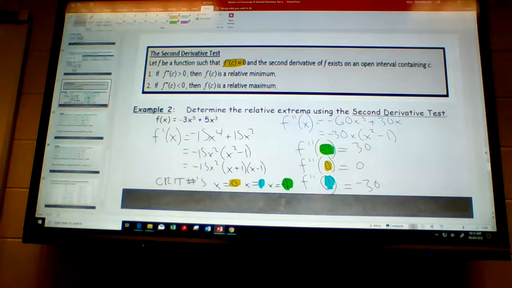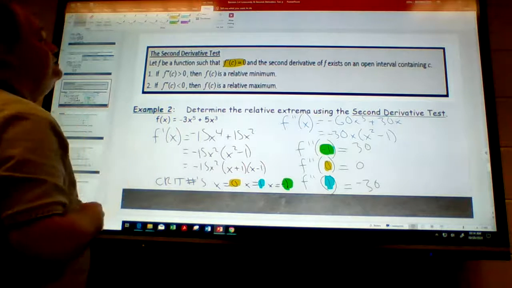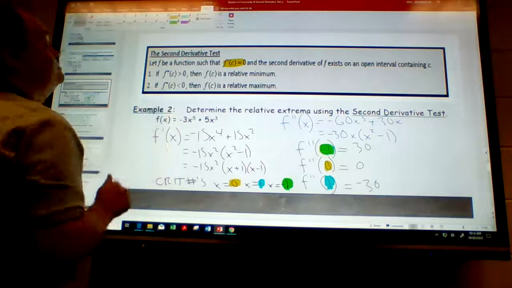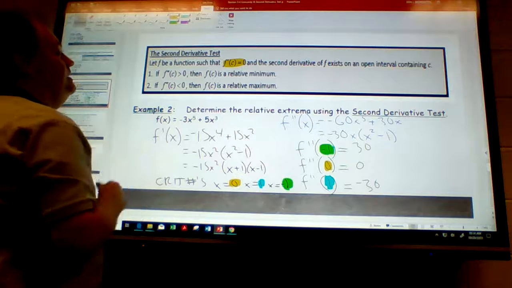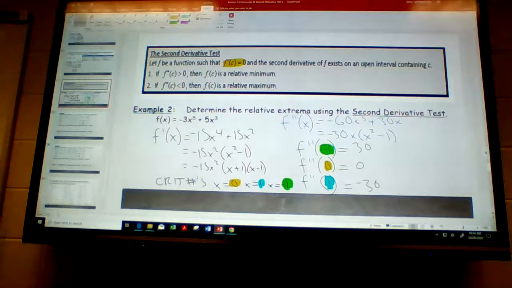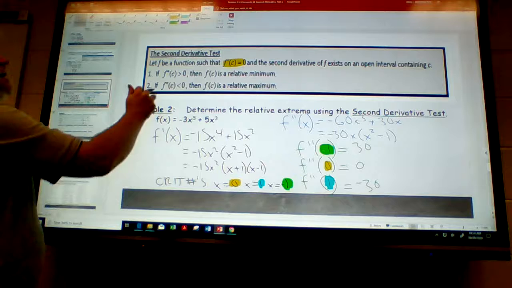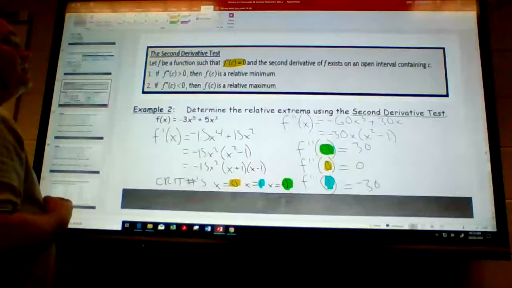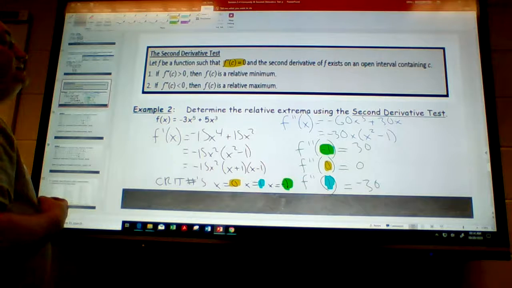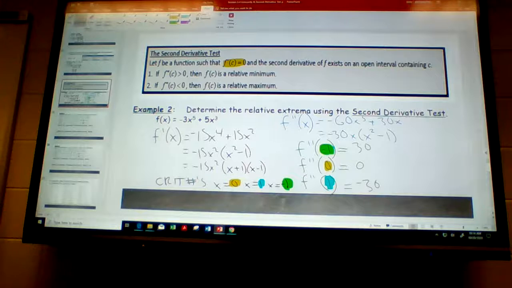Now, if a critical number is plugged into f double prime and the result is greater than 0, then that means at that point it is a relative minimum. And if f double prime of c is less than 0, then that's considered a relative maximum.